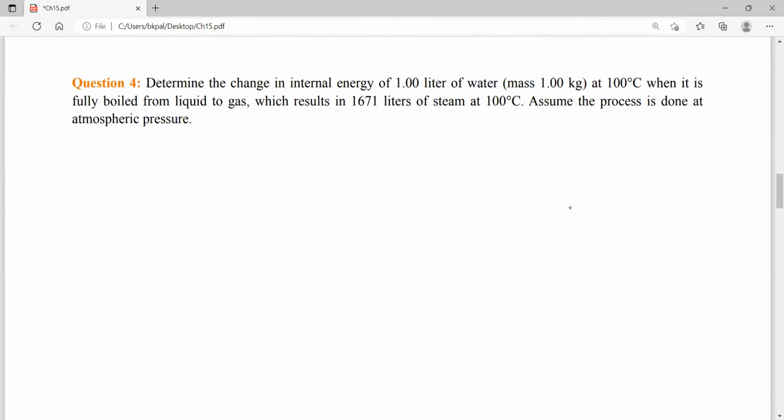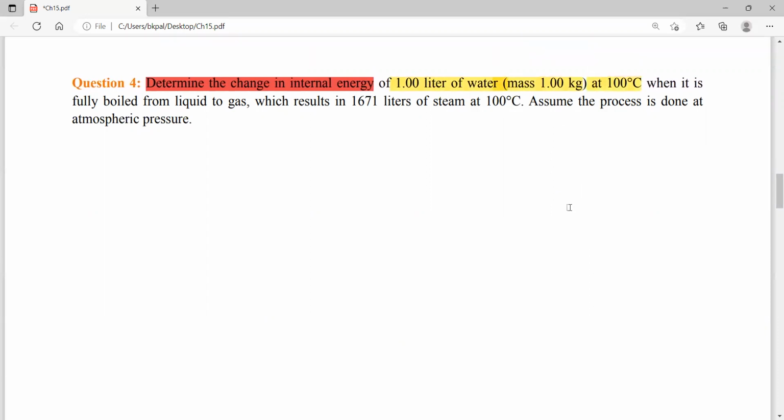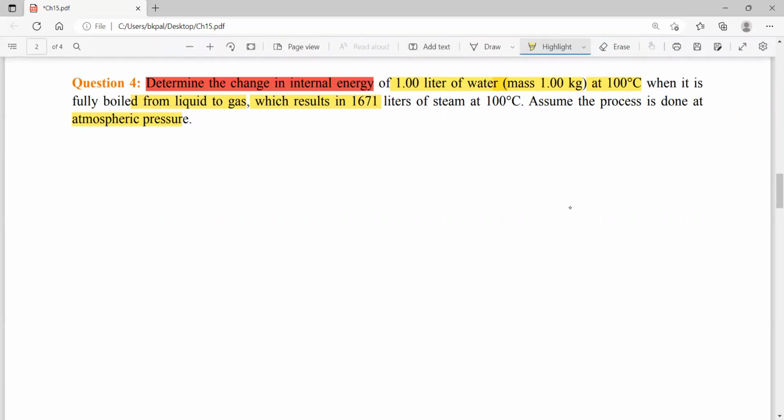Next one. Now we have to calculate the change in internal energy. Determine the change in internal energy given 1 liter of water, whose mass is 1 kilogram, at 100 degrees Celsius when it is fully boiled from liquid to gas. The final volume is this, and assume the process is done at atmospheric pressure. Again, the change in internal energy can be determined from the first law of thermodynamics, and that means delta U equal to Q minus W.